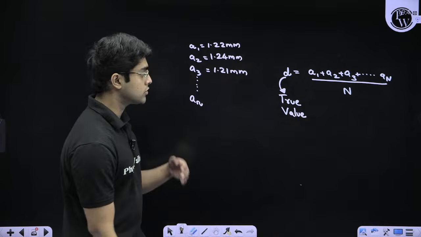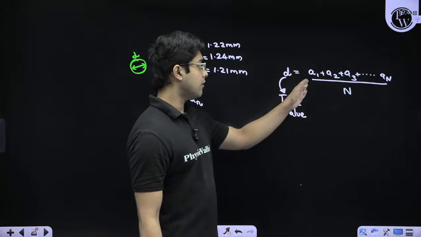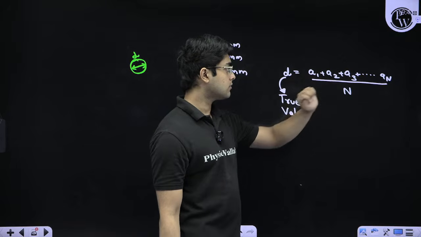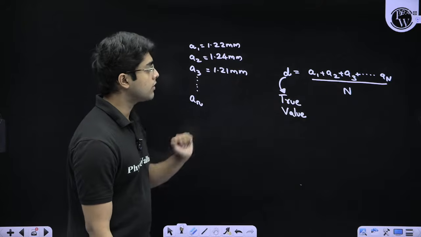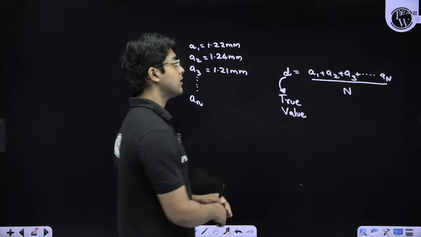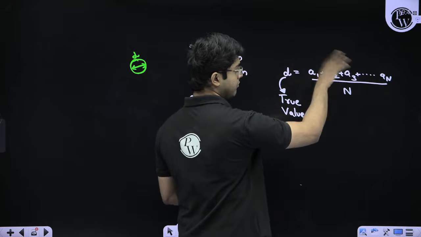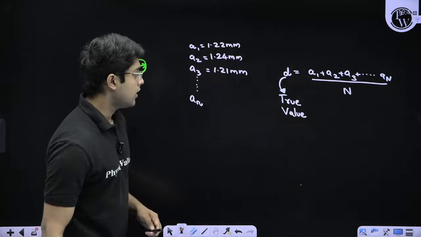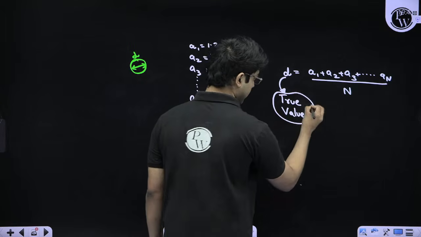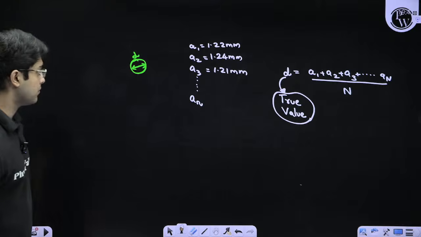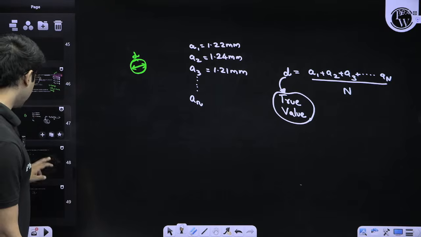Because the thought process is that if we take too many readings, then after some time the effect of the error becomes negligible, right? If we take too many readings, then the effect of the error will be gone. And we can approximately get a decently true value of the diameter. Okay. So that is the idea of the true value.